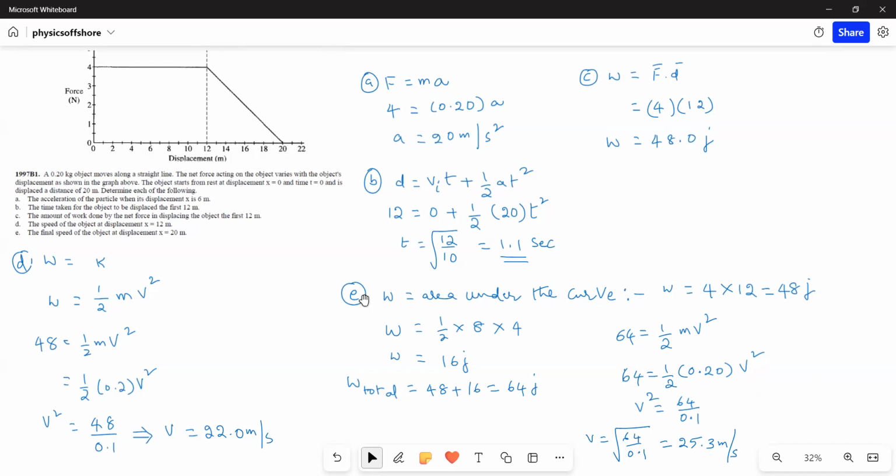So the entire problem is an integrated, multiple-concept problem based on the graph. Once you learn how to read the graph, it is easy for you to do the problem.